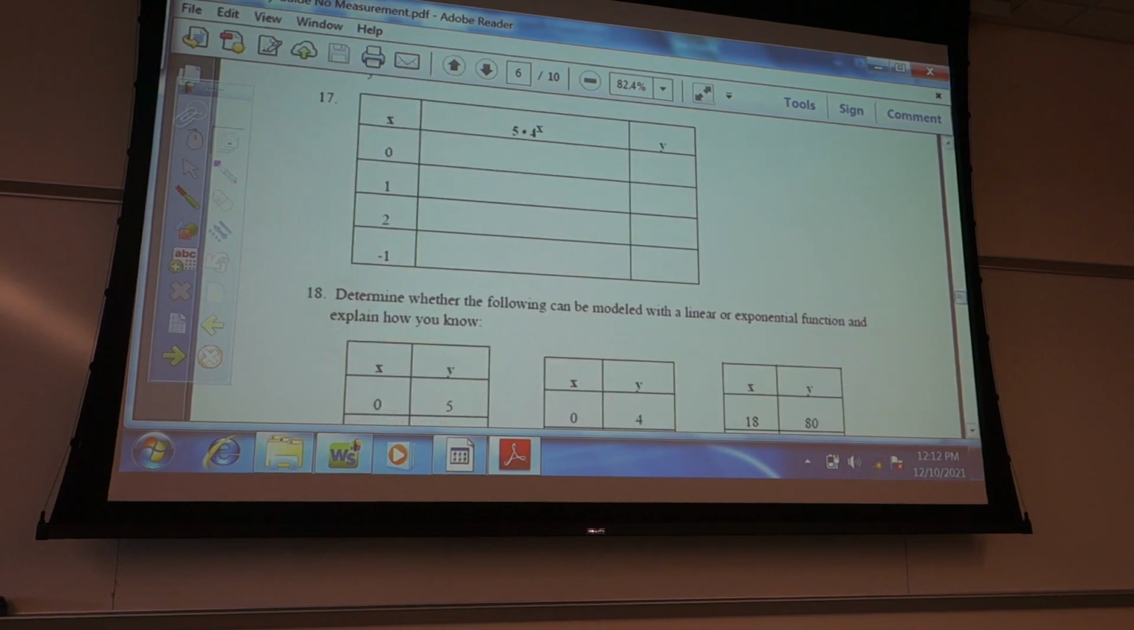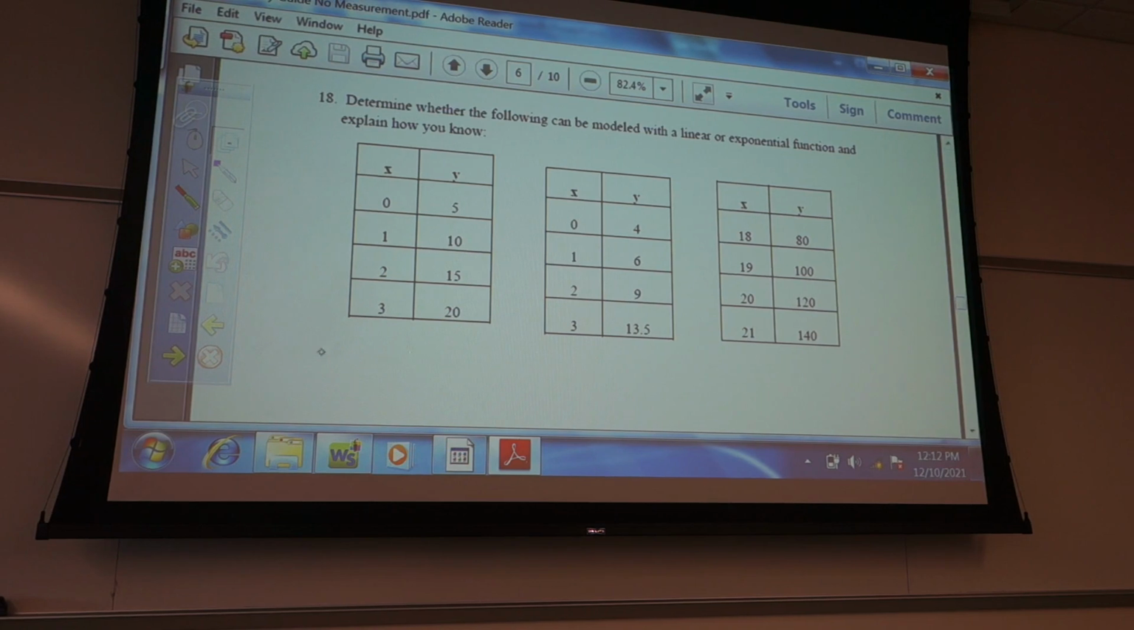All right. This one, remember, skipping 17, so that's not going to be on the exam. This one will be on the exam.